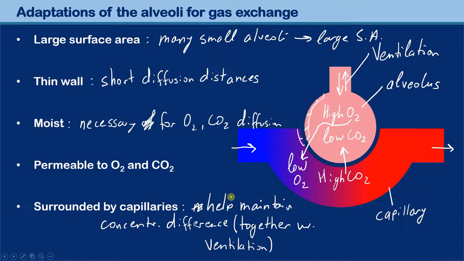And that's pretty much it. So this was now a short explanation on how the alveolus is adapted for allowing easy and efficient exchange of oxygen and CO2.